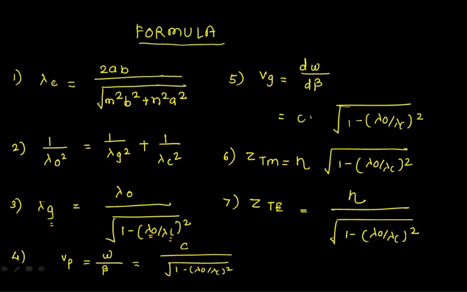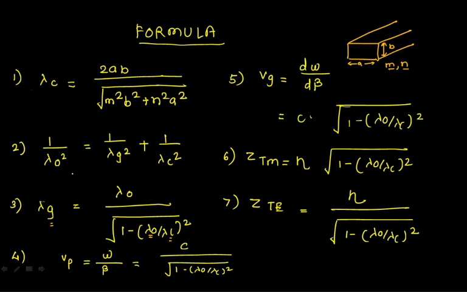So lambda c is equal to twice AB divided by square root of m square b square plus n square a square. Whereas if I draw a rectangular waveguide like this, then this side will be called as the side A, this side will be called as the side B. The lengths will be in either centimeters or meters. Normally we take it in meters for ease of solving. If you take it in centimeters, take it in centimeters. And this m and n are nothing but the modes of that particular transmission. So you can calculate lambda c if you know the lengths A, B and the mode of operation.